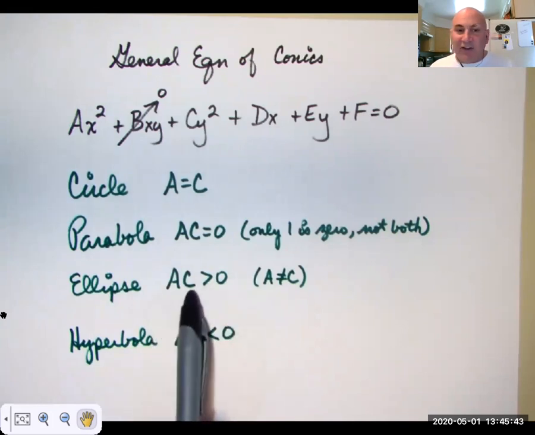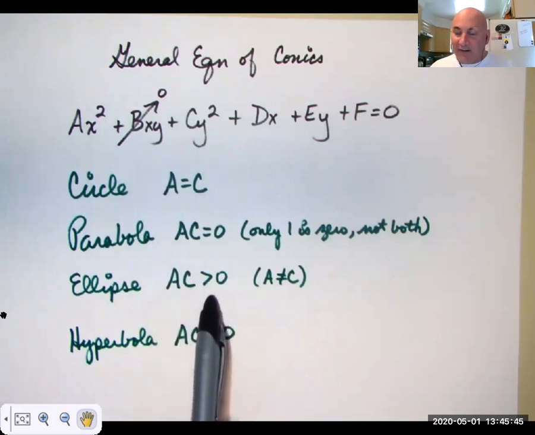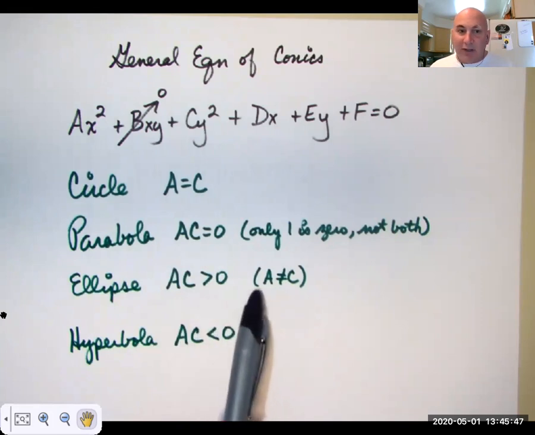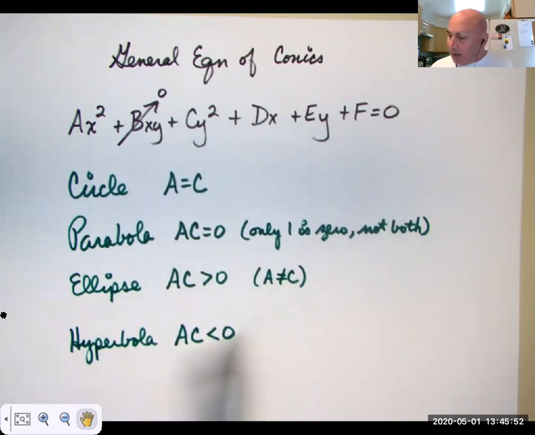If a and c are of the same sign, but they're unequal, if it's a conic at all, it'll be an ellipse. And if a and c have opposite signs, which means that their product is negative, then your conic will be a hyperbola. Now, again, that's assuming that they are conics. They could be degenerates, or in a couple of cases, no graph at all.